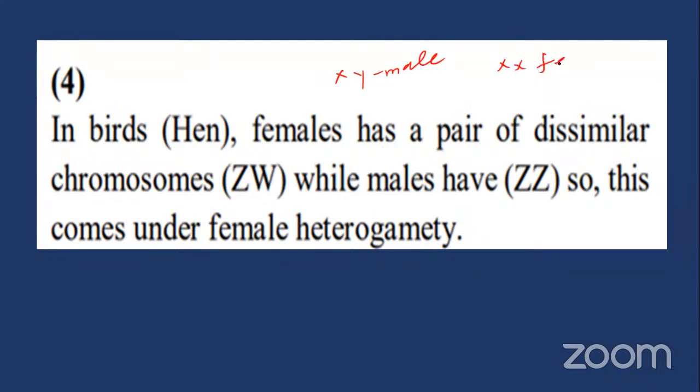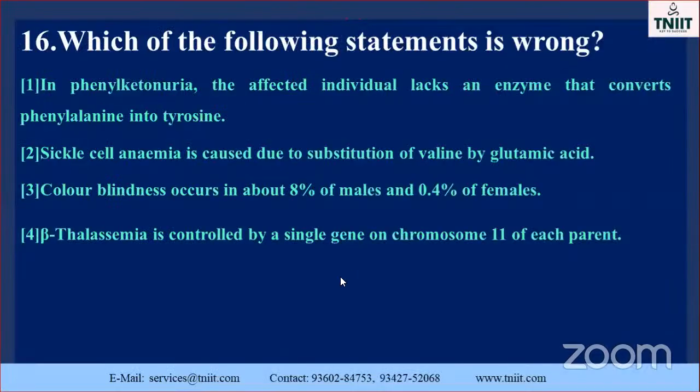XX female, isn't it? But in this category, what happened? The bat skin female has a pair of dissimilar chromosomes. Dissimilar means here male, here female. While the male has ZZ. Don't forget, mate. That is called heterogamety. Mostly found in bats.